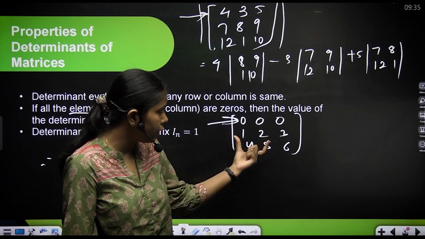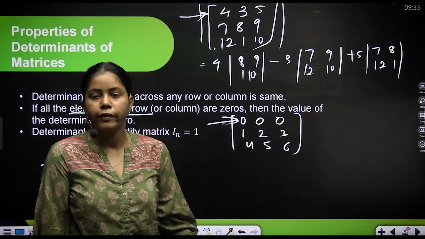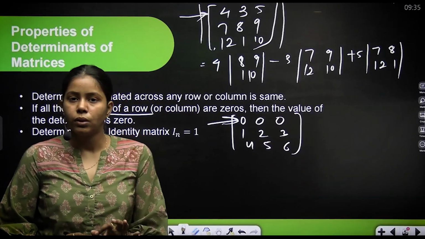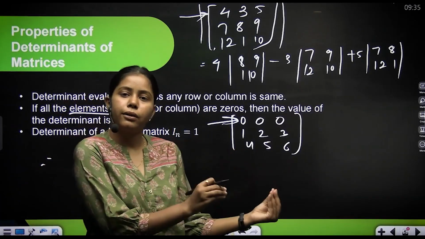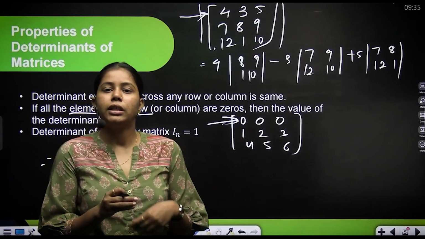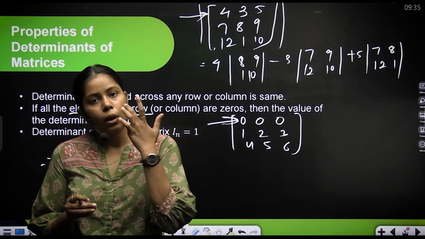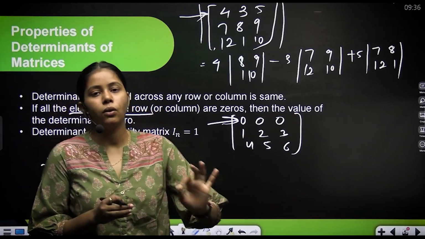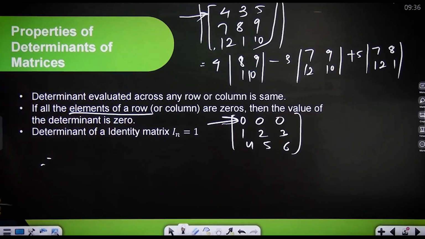0 into 1, 1, 3, 4, 6. 0 into 1, 2, 4, 5. I'll get the whole determinant 0. So if any row or any column is completely 0, I'll expand using that row and I'll get the determinant 0. So determinant using any row or any column: if any row is completely 0 or any column is completely 0, then the determinant is 0.